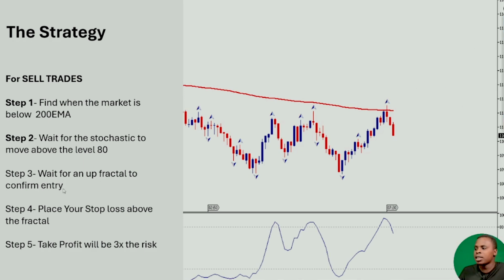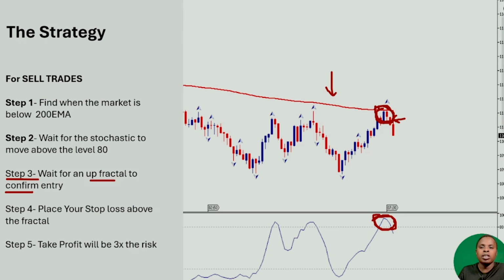Once that happens, step number three is wait for an up fractal to confirm your entry. So step number one, the market is below the 200 EMA at this point where it is. Step number two, make sure the stochastic has gone above level 80. This is where it went above level 80. In this example, we are a little bit late. This should be happening at this candle right here, but you see it goes above level 80 here. Also, the market is below the 200 EMA, and then step three, wait for the up fractal to confirm entry. Now we have this up fractal right here, which means this was a good point for you to place your trades.